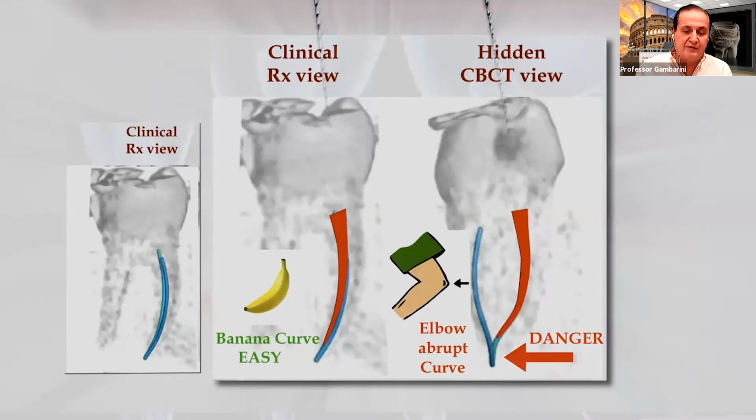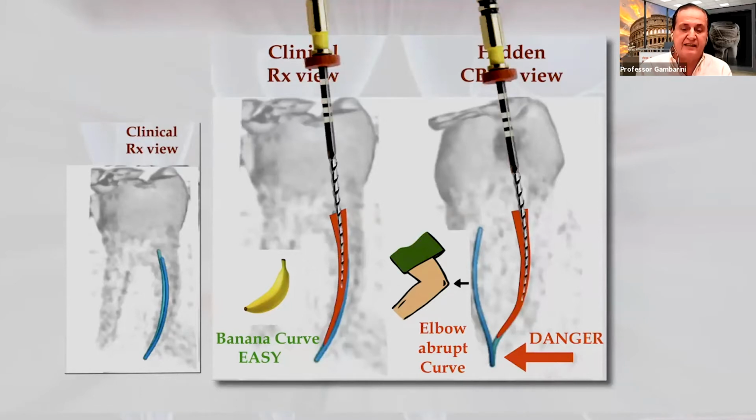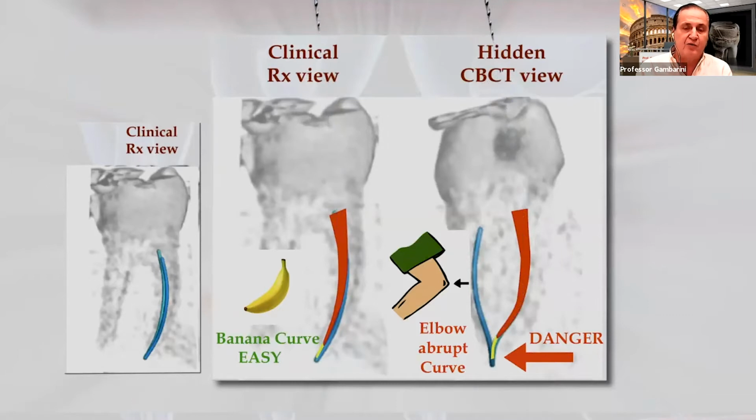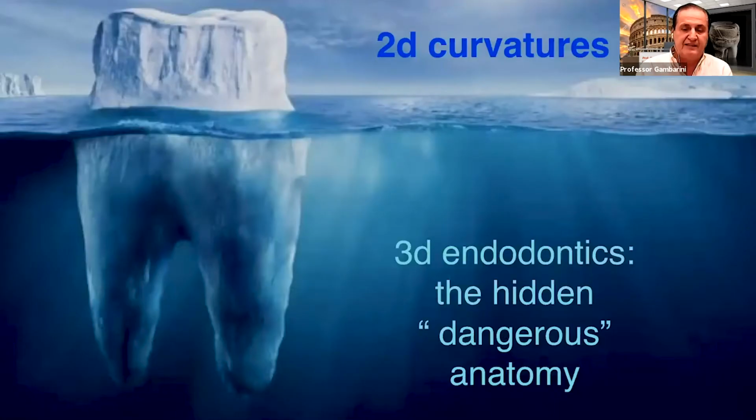In the first case, we have a banana curve, which is very easy to manage with the current NiTi rotary files. And then we have an elbow, an abrupt curvature that can still represent a danger. When we just use our instrument inside, most of the time we don't really understand what kind of curvature, which kind of complexity we are facing. What has changed a lot in recent years is the understanding of the anatomy, and obviously the consequence of the anatomy on our instrumentation.